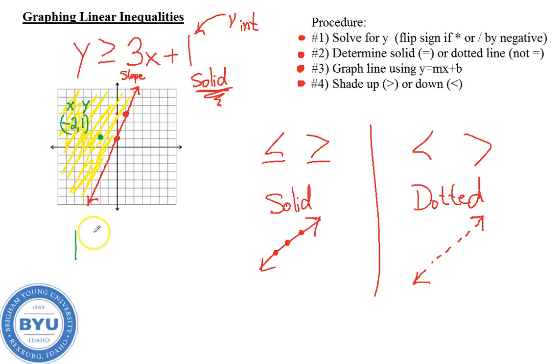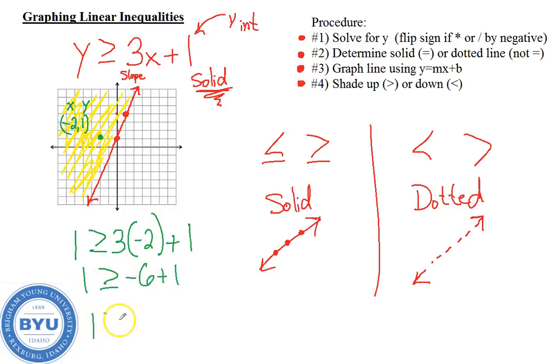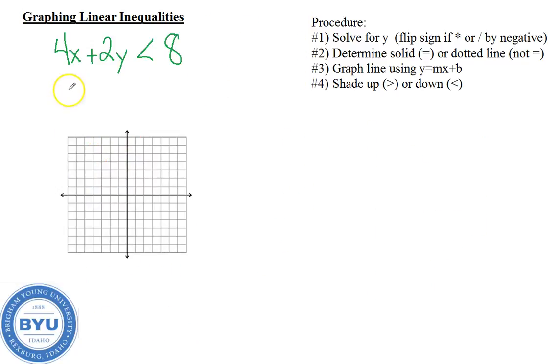I would get 1 is greater than or equal to 3 times -2 plus 1. 3 times -2 is -6, and -6 plus 1 is -5. Is 1 greater than or equal to -5? You bet. And so notice all points above the line are a solution to this linear inequality. Okay, let's try one more.